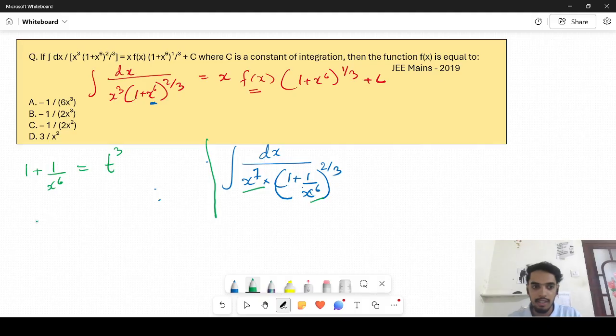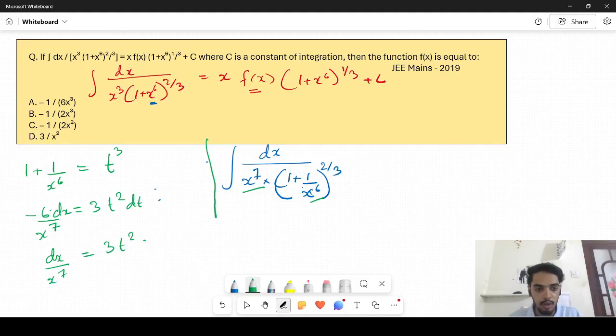So let's differentiate that. What will that be? Differentiation of 1 is always 0 because it's a constant. So x power 6 gives minus 6 into x power 7, dx will be there, right? Into 3t square dt. So from that we can write, dx by x power 7 means 3t square dt divided by minus 6. Okay, we'll cut this. Shall I substitute that here in this question? Okay, now what will we get?